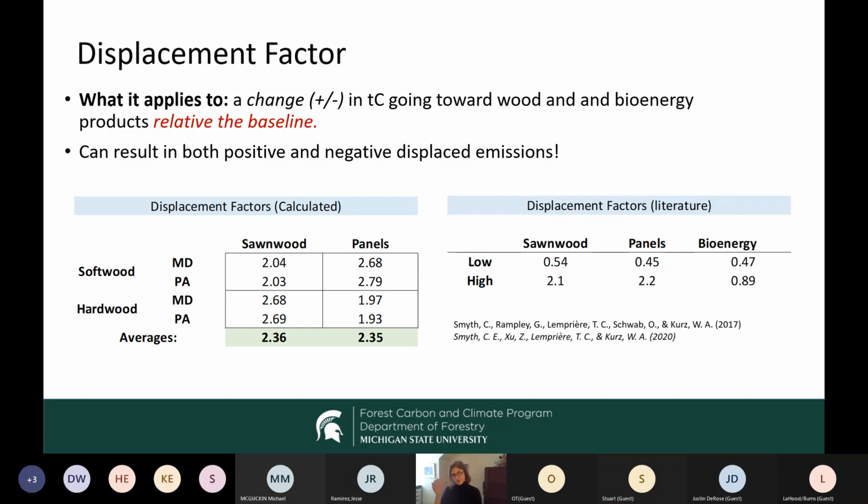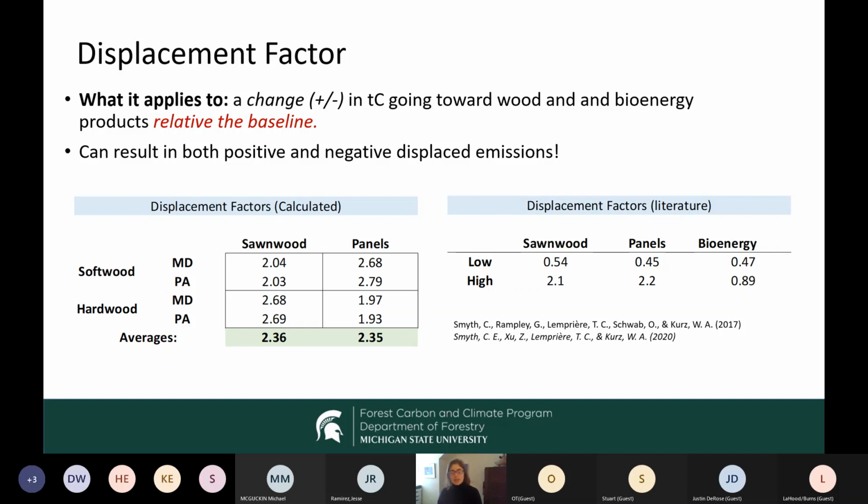It's only the difference. Additional harvest gets the displacement factor, and only the percentage of products assumed to go toward either composite panels and sawnwood or bioenergy. Paper, for instance, pulp and paper, do not receive a displacement factor because they do not substitute for concrete and steel or other products.